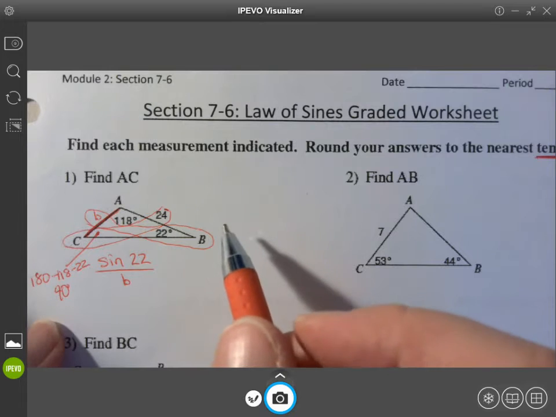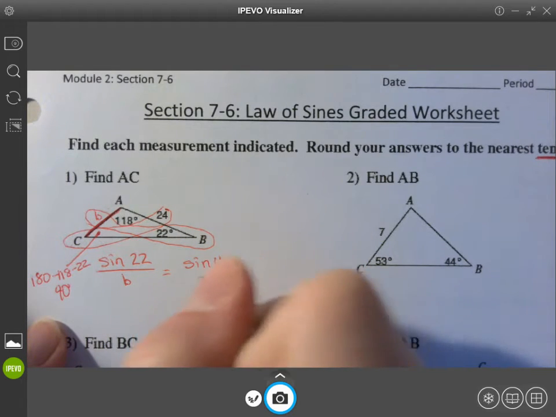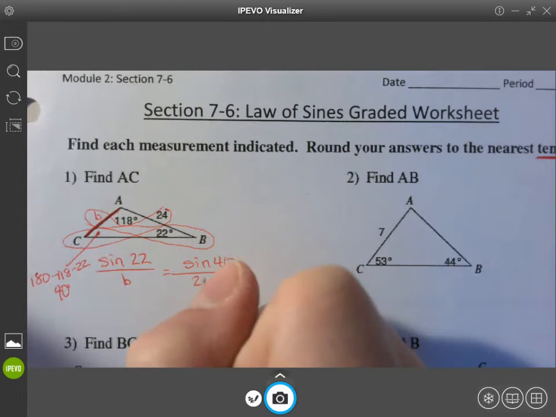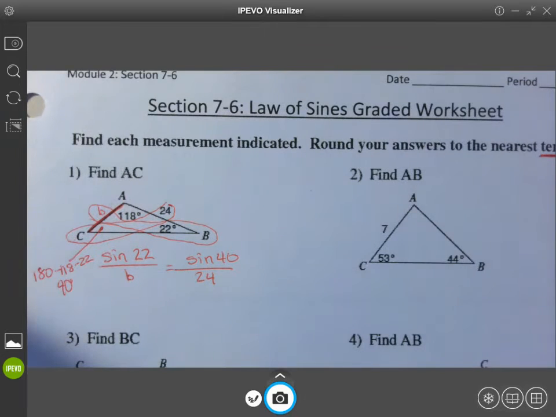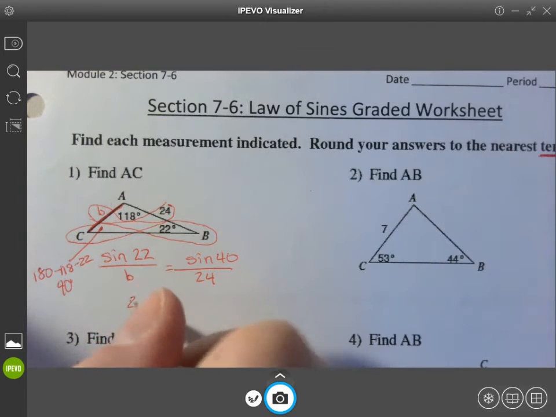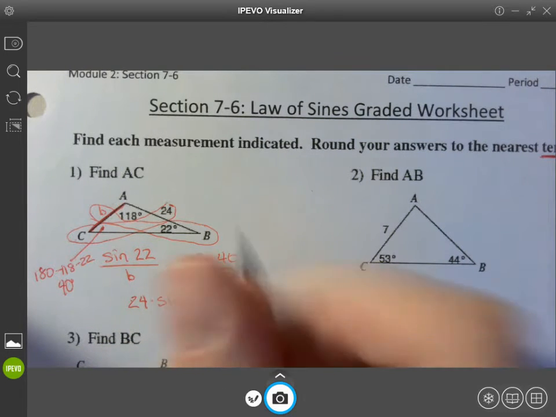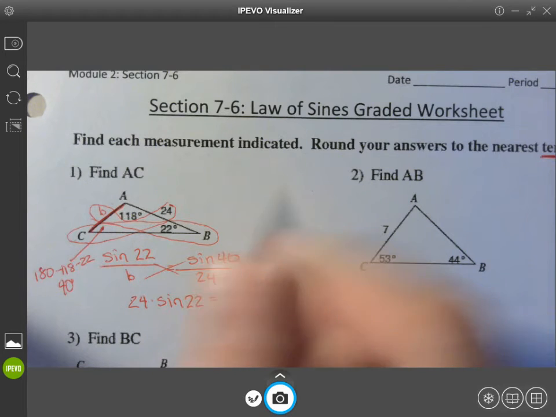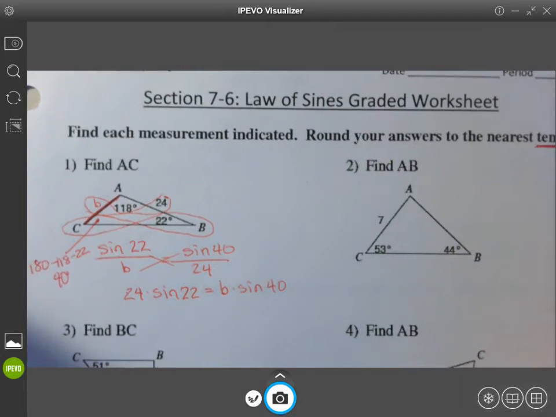All right. So now that I know that, I can do the sine of 40 degrees over the opposite side of 24. All right. So there we go. And we can cross multiply now. So you should have taken the 24 times the sine 22. Make sure you keep that together. And that should equal B times the sine of 40. So that's what it should lay out to be.